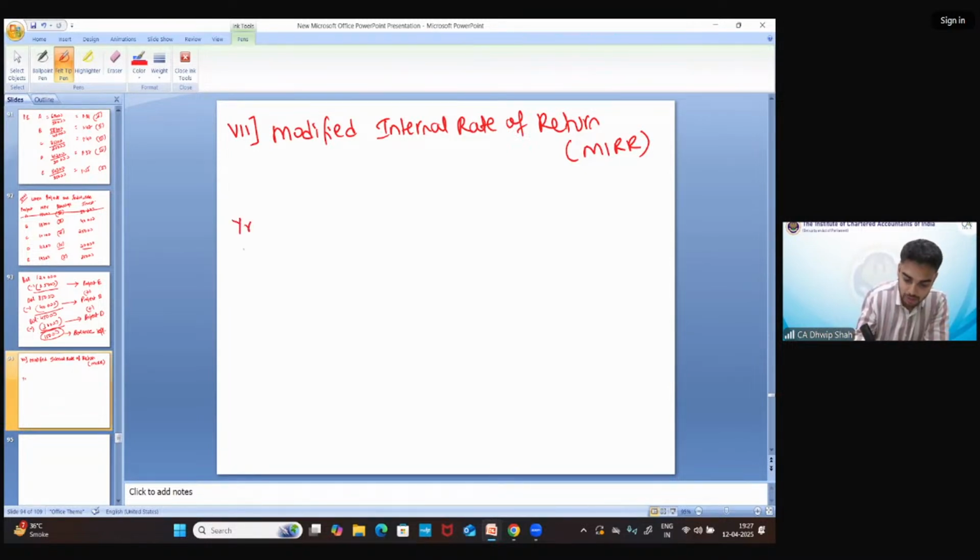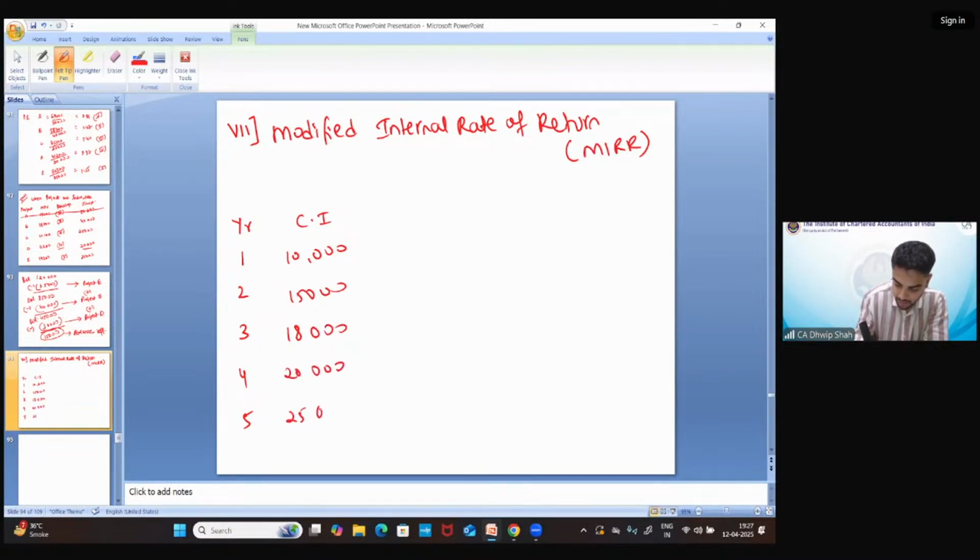Let's say there is a project with a life of 5 years and you are generating cash inflows every year. Please pay attention, this is a little complicated. Okay, the project life is 5 years and this is the pattern of cash inflows that is generated every year. My desired rate or my cutoff rate is 12%. Now see, what does this technique say?